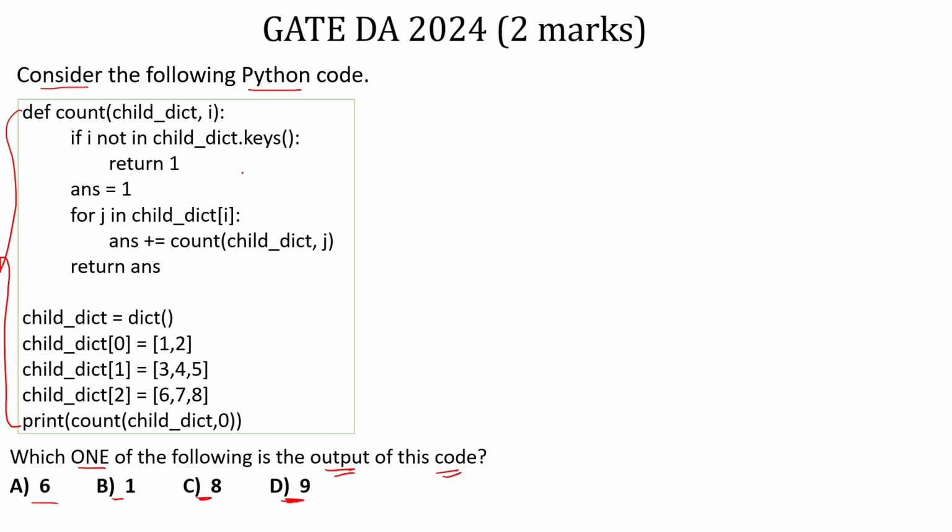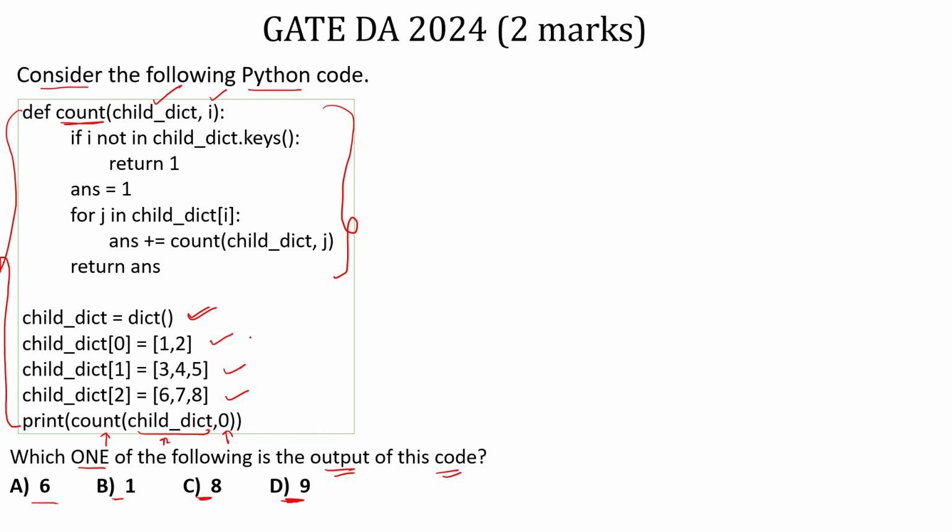In this code we can see that they define a count function over here. The count function goes from here to here, and this statement is creating an empty dictionary. Here we are inserting three items in the dictionary, and then we are passing this dictionary inside the count function, and we are passing 0 also. Two things we are passing in this function: one is the dictionary and after that the 0.